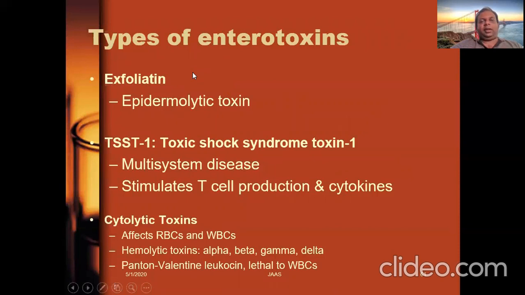There are other toxins like the exfoliating or epidermolytic toxin. They lyse our epidermis, and this is one; toxic shock syndrome toxin 1. Then cytolytic toxins. They affect red blood cells, so they lyse the cells. Cytolytic, so they mainly lyse erythrocytes and leukocytes. There are hemolytic toxins, which I said earlier: alpha, beta, gamma, and delta.